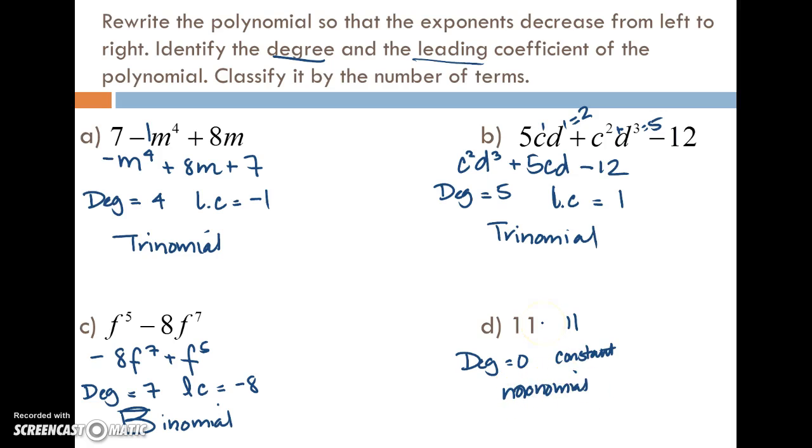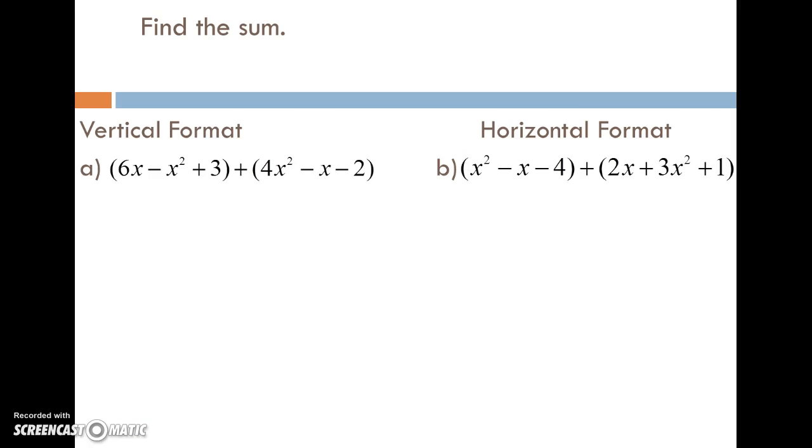If there are 4 terms, in case you're wondering, then you won't really be able to classify it as anything special. You'll just say polynomial. If it has 4 or more, you would just call it a polynomial only.